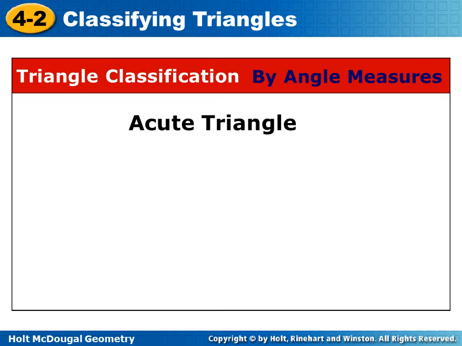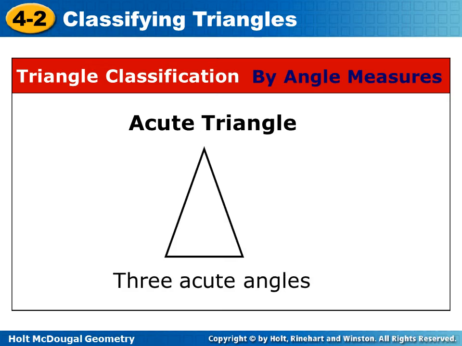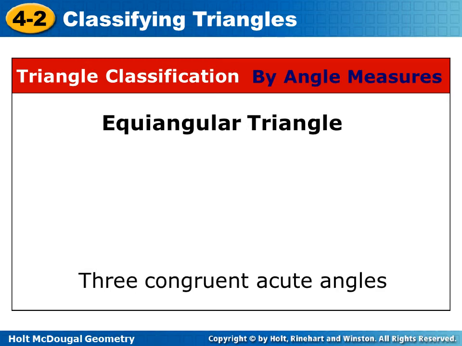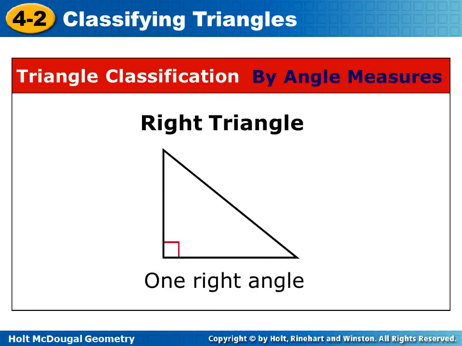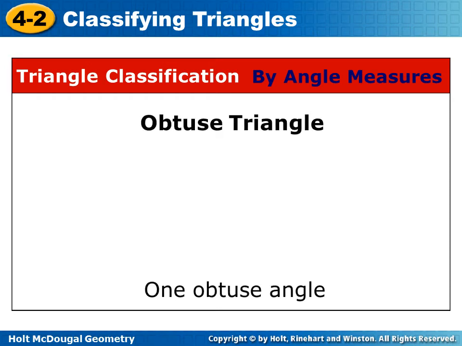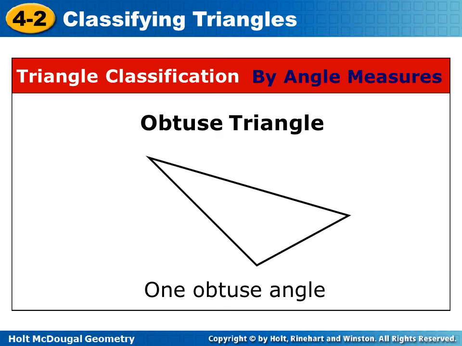Classifying triangles by angle measure, we have an acute triangle that has three acute angles and looks like this. So you have to have all three angles acute in order to have an acute triangle. Equiangular has three congruent angles, all equal to 60 degrees. A right triangle has one right angle and two acute angles, and looks like this. An obtuse triangle has one obtuse angle and two acute angles, and looks like this.